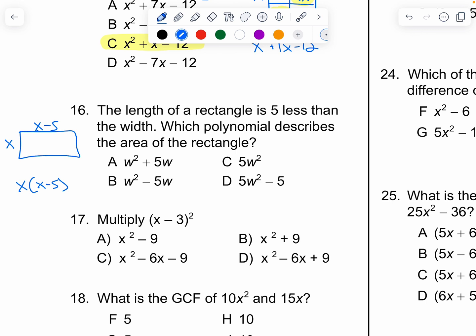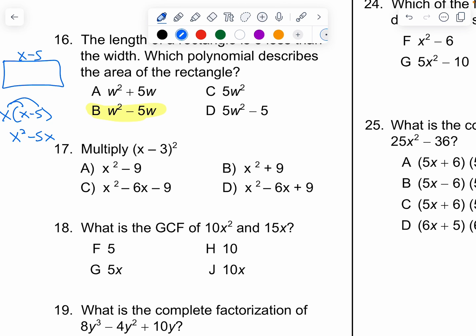And when we multiply a monomial times a binomial, we need to distribute, of course. X times x is x squared. X times negative 5 is negative 5x. Instead of using x, it looks like they use w's, which actually makes sense because it's width. Either way, I'm going to pick the answer that's got the same setup as mine. Looks good.